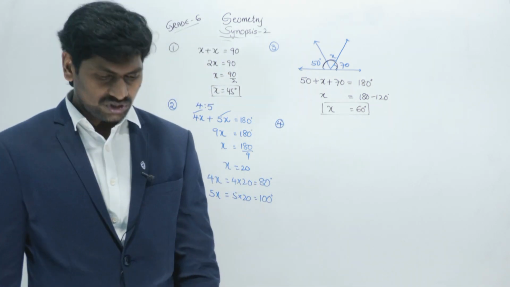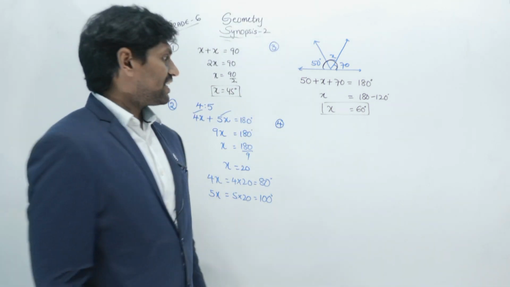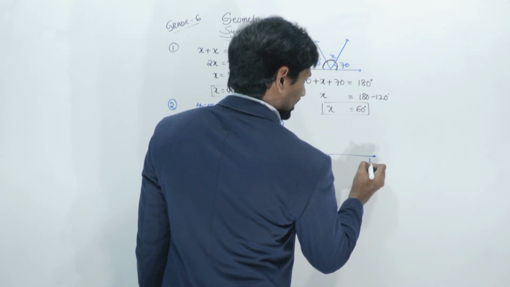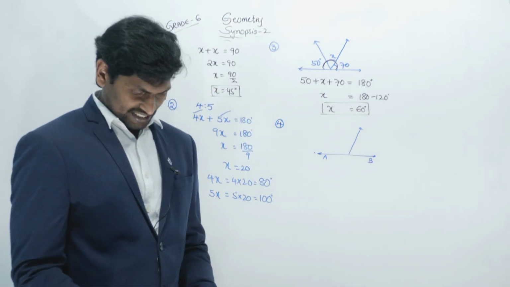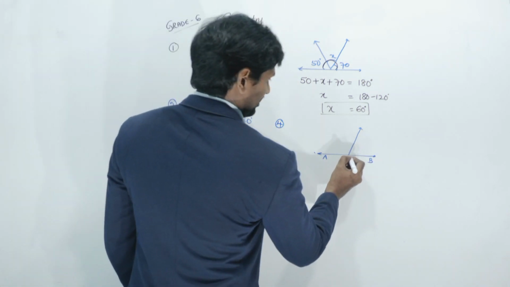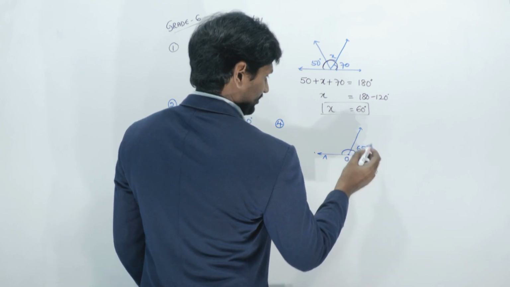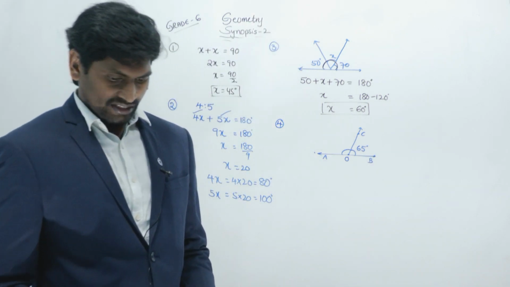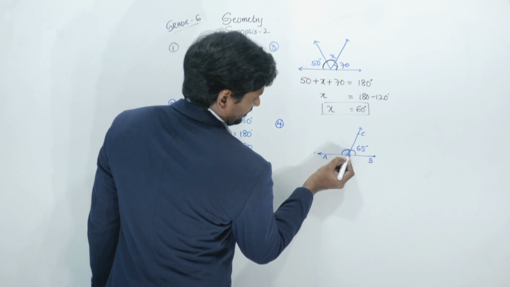Now let us go to problem number 4. In the given figure, AB is a straight line, and here one of the angles is given as 65 degrees. Sorry, COB is 65 degrees. Then find the measure of AOC. AOC is nothing but this part.